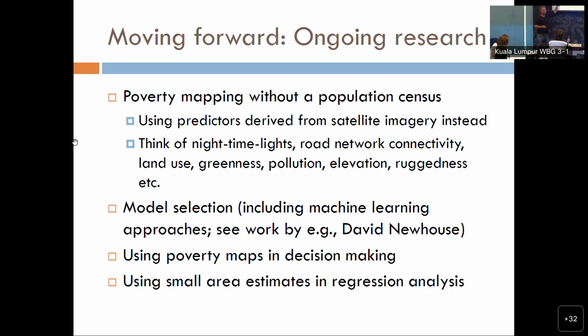Another area of research, which I'm also personally involved in, is on the use of poverty maps. So once you produce the poverty map, how can you use it in a decision-making context that takes advantage of this type of information? And then finally, small area estimates of welfare, whether it's poverty, inequality, and other areas, could themselves become part of future research, right? Think of growth regressions or other empirical analysis, where this type of data could become a valuable input. And I'll say a few words about that as well.